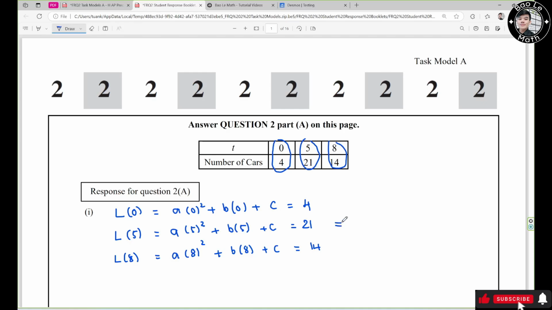Now we're going to simplify this so that it helps us solve A(ii). So we have a system of 3 equations. The first one, 0 squared is going to be 0, so this one is 0, this one is 0, and you only have C left. So C equals 4. Second one, 5 squared equals 25, so it's 25A plus 5B plus C equals 21. The third one, 64A plus 8B plus C equals 14. So we just leave it over there.